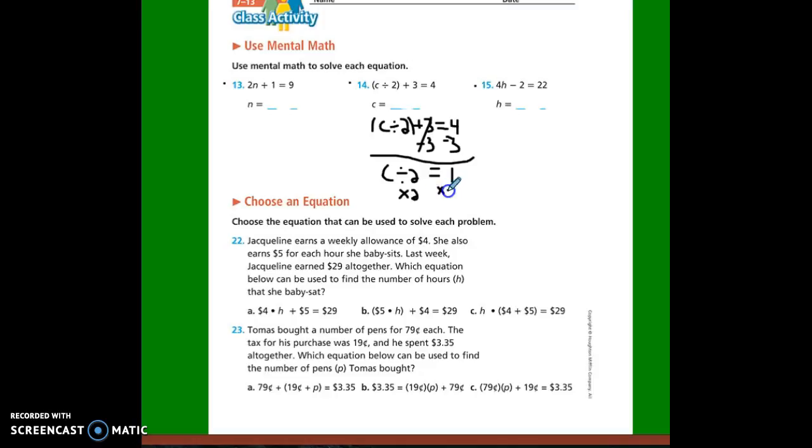So when I do that, I end up with c equals, and then I do 1 times 2, which is 2. So c equals 2. And let's plug it in and see if it works. So I have to do my parentheses first. So I say 2 divided by 2 equals 1, and 1 plus 3 equals 4. It works. All right, let's go ahead and try this one.